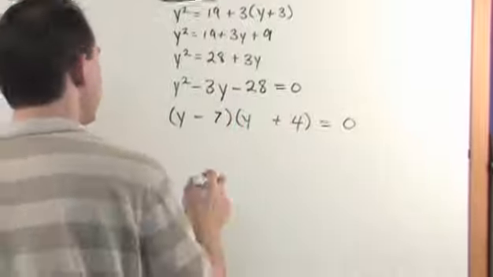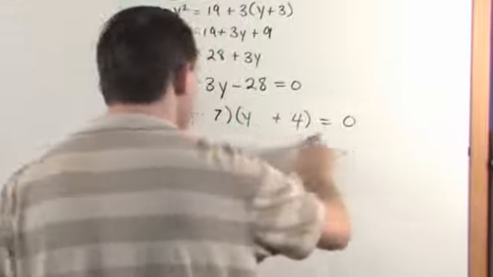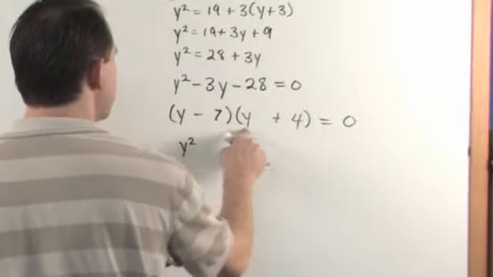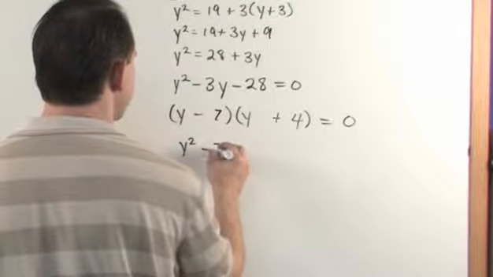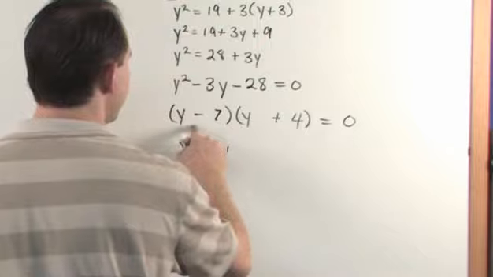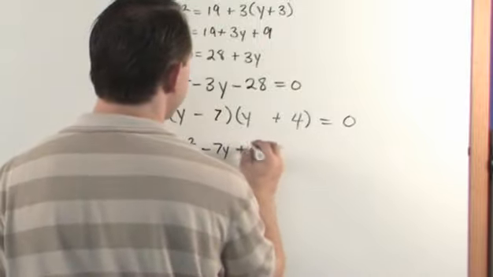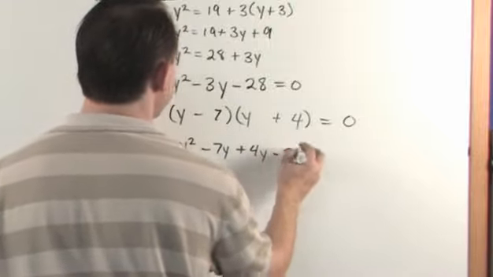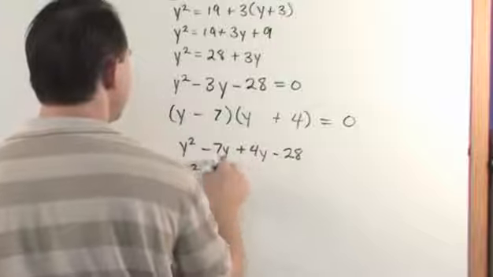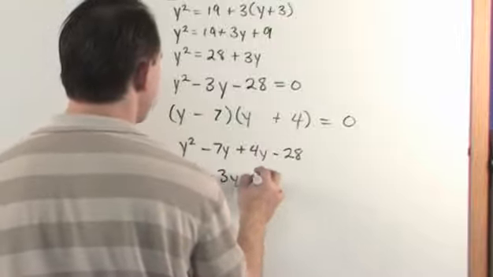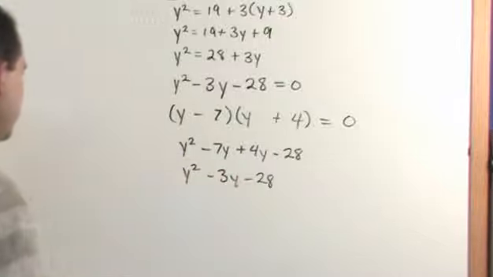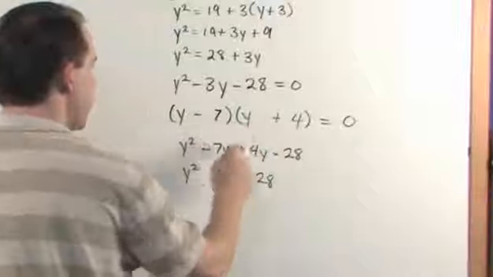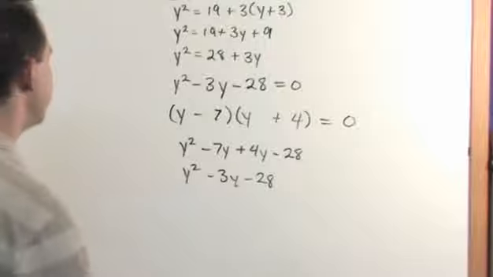But if that doesn't quite make sense to you, let's go ahead and see if we're right. Let's multiply this out. Y times y gives me y squared. The middle terms multiplied is negative 7y. The outer terms multiplied together is 4y. And the two end terms is negative 28. So once you add these together, you'll get your negative 3y minus 28. Okay, so you choose the first ones, you choose the end ones, and you play games with the signs until you get what you want there.